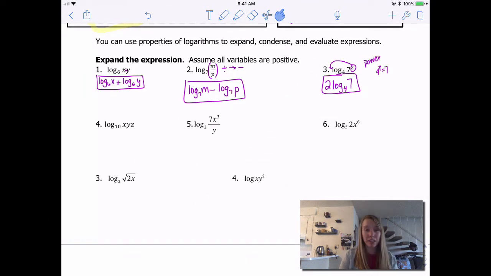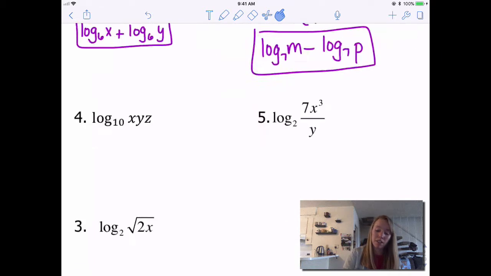Okay, so I'm going to keep doing these. If at any point you feel like you want to pause and see if you can do these yourself and then fast forward, that's absolutely fine with me. But I'm going to start on number 4.